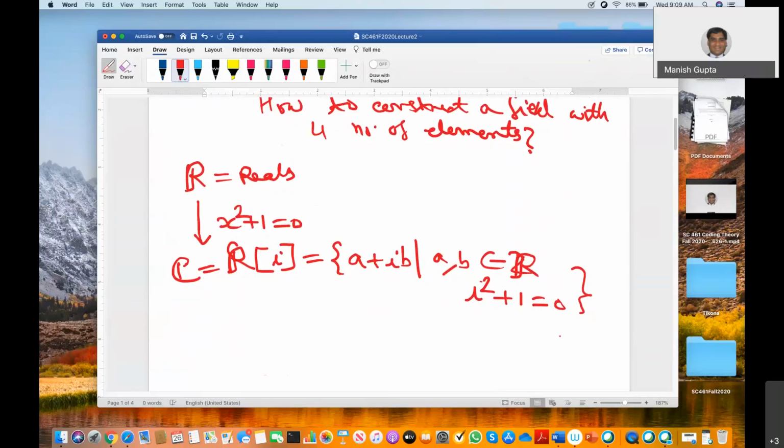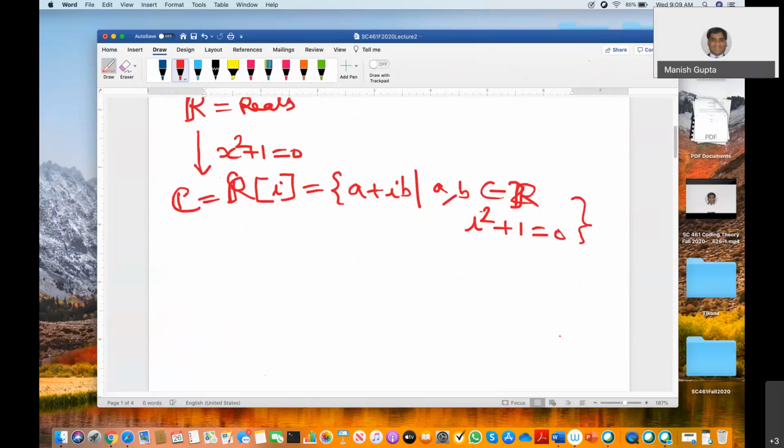We are going to do the same analogy here, and for that we focus on Z2 as our binary field. Z2 is our binary field with 2 number of elements. We just saw Z2, right? From Z2 we are going to construct a field with 4 number of elements. I am denoting it by the notation GF4. It is known as the Galois field with 4 number of elements.